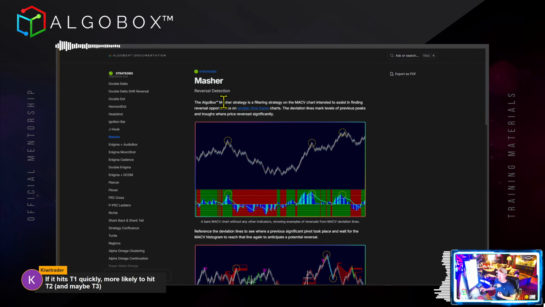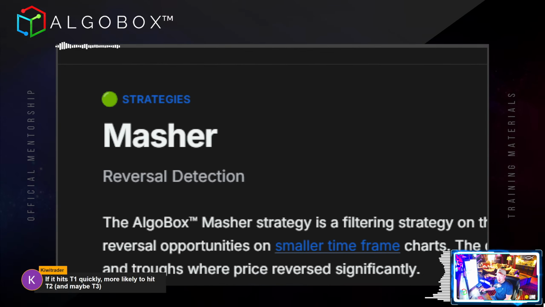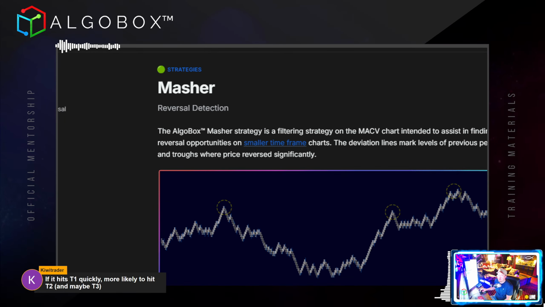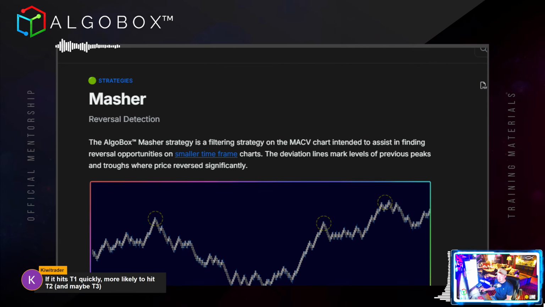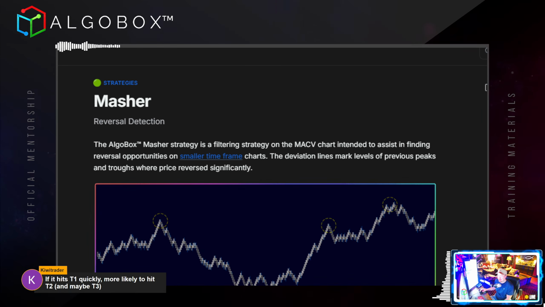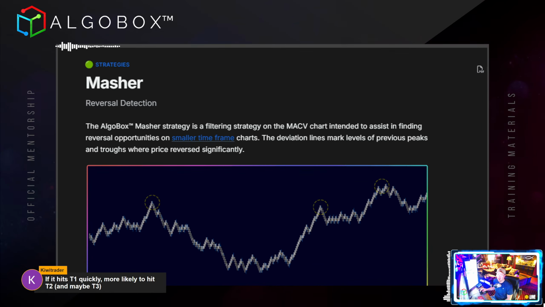The Masher, one of my favorites. This one comes off of the MACV chart, and this is a high time frame reversal play setup in general. Tells me where I might have a great opportunity for a big move. Looking for those 40 bags. If I'm going to hit a 40 bag, I'm going to hit it off of one of these mashers. Not every time, but this is one of my favorites to grab a 40 bag off of on the masher. Okay, masher reversal detection.